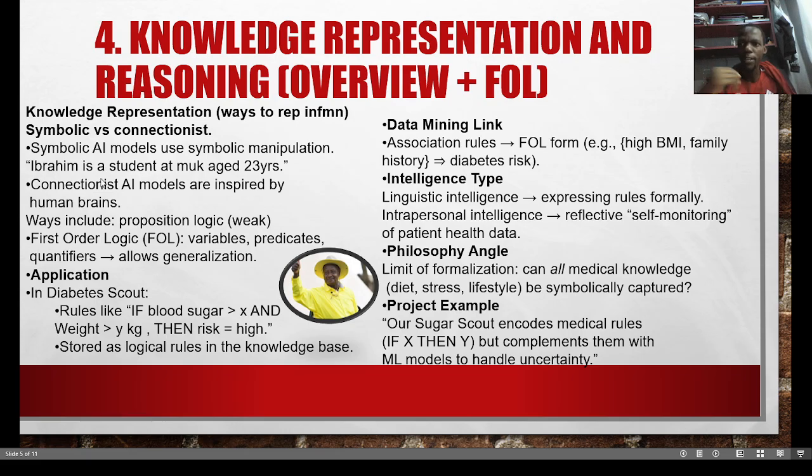So look at this statement here. I have here: Ibrahim is a student at MOOC, aged 23 years old. What do you get from such a statement? You get the knowledge that there is a student, that student is 23 years old, his name is Ibrahim, and he studies at MOOC, Makerere University. But Ibrahim is not here. These are just symbols, but they are used to represent that knowledge, that information.